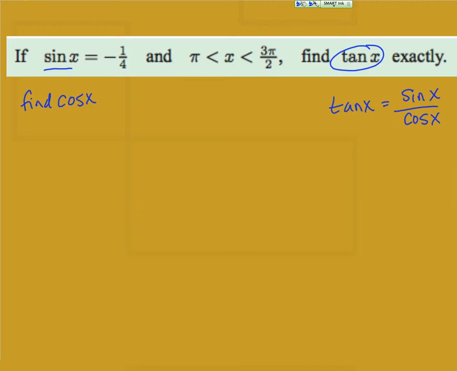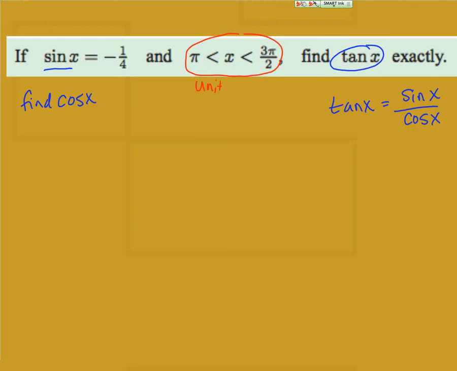So does that make sense so far? We have to find the cosine. Once we have the cosine, we can put sine and cosine into this formula to find tangent. So the other piece of this then is this pi to 3 pi over 2. For that, take a look at your unit circle.